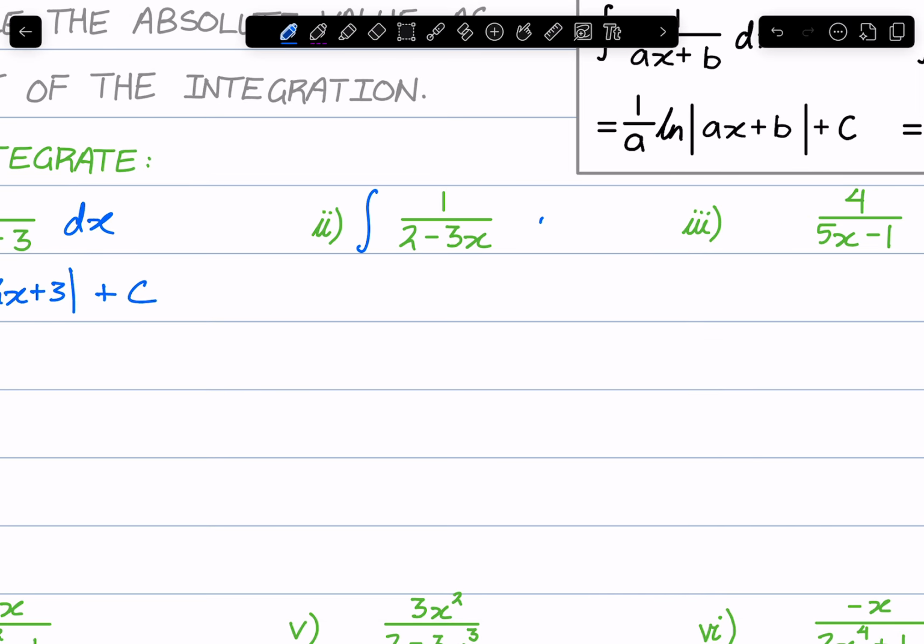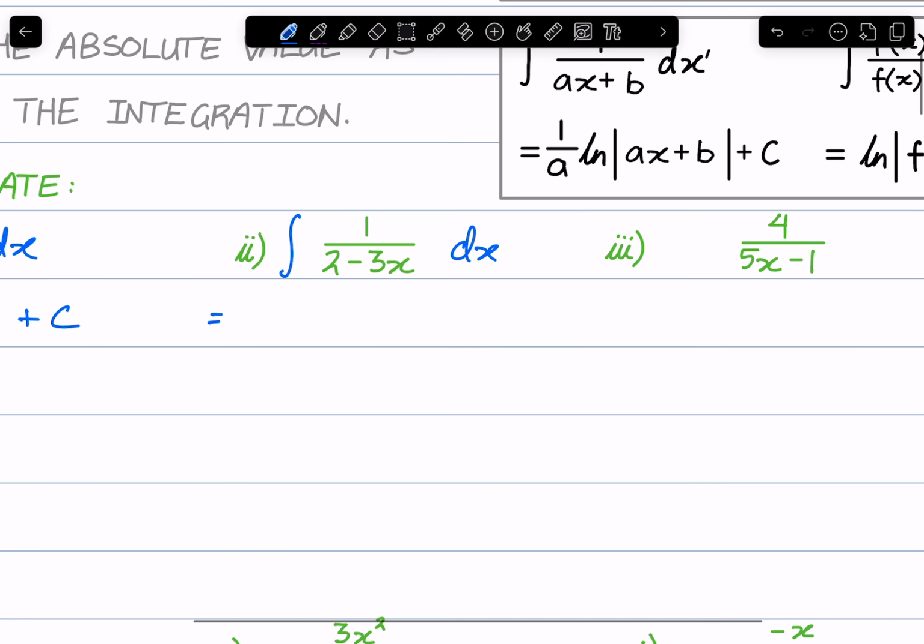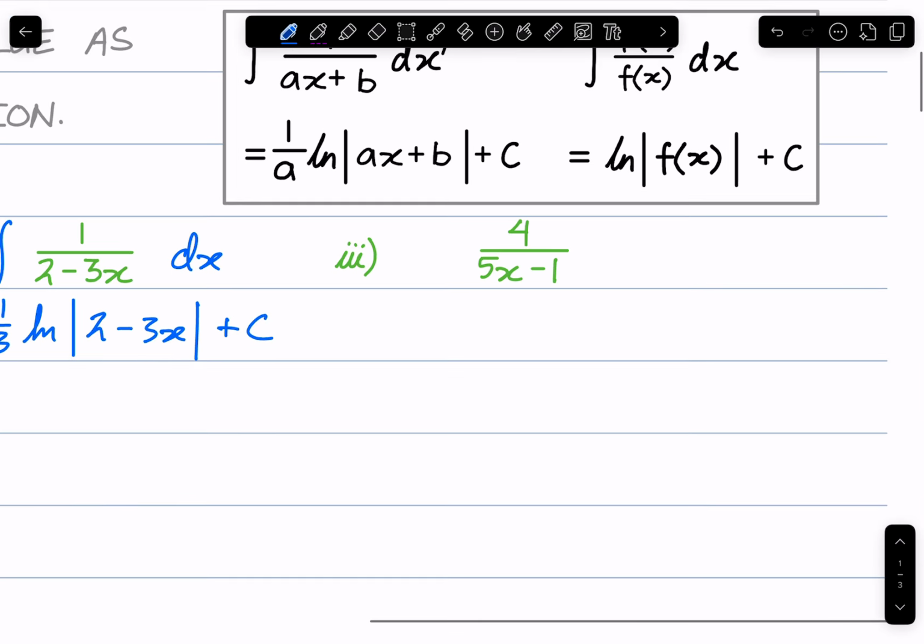Likewise with this one, again, integrating this, it's 1 on 2 minus 3x. This is going to be ln of 2 minus 3x, and dividing by the linear coefficient of this, so it's going to become negative 1/3 plus c. That's essentially it. Let's keep going with this one.